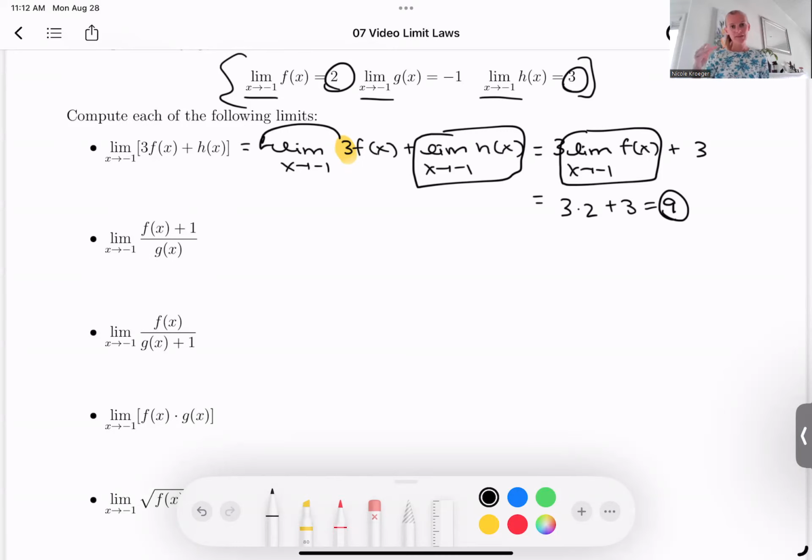Try some of these other ones and see what you can do with them. I'm going to keep recording, but you should try them on your own first.